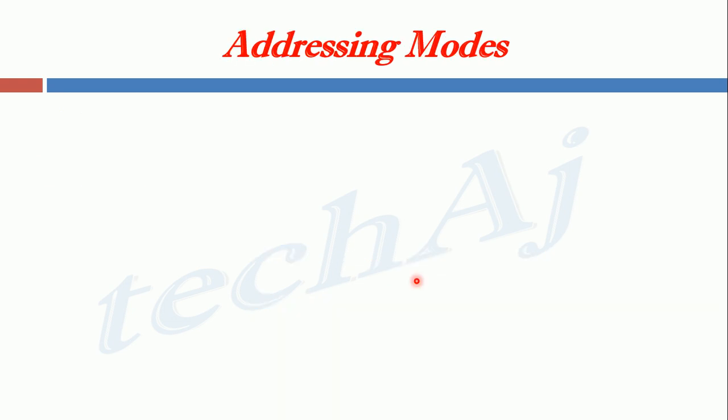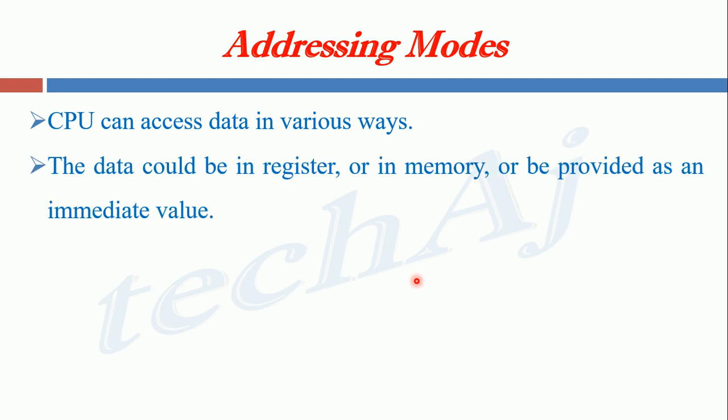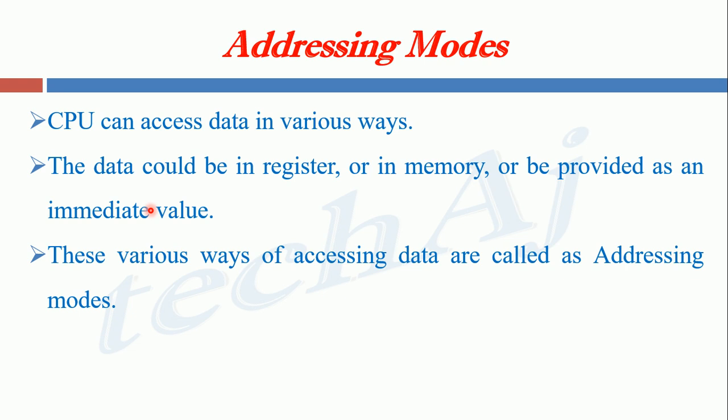Now, coming to the main point of discussion, that is addressing modes of 8051 microcontroller. In 8051, the CPU can access data in various ways. This data could be present in a register or in a memory, or it is provided as an immediate value. These various ways of accessing data are called the addressing modes in the 8051 microcontroller.